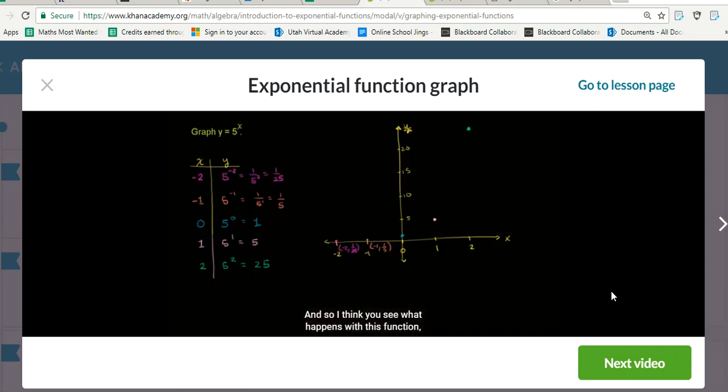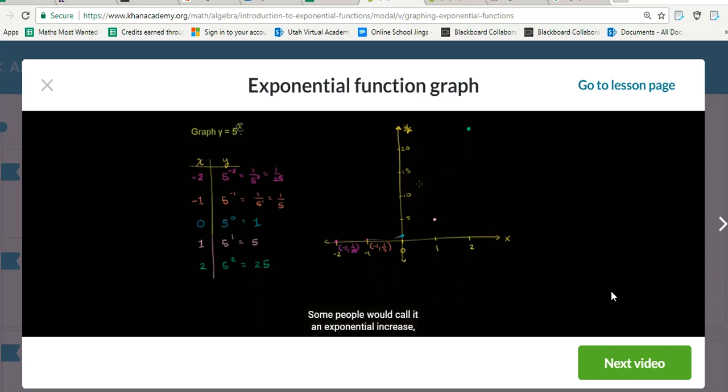And so I think you see what happens with this graph. The further we go in the negative x direction, 5 to ever increasing negative powers gets us closer and closer to 0, but never quite. So we're leaving 0, getting slightly further from 0. Right at the y-axis, we have y equal 1. At x equal to 0, y is equal to 1. And then once x starts increasing beyond 0, we start seeing what the exponential is good at, which is this very rapid increase.